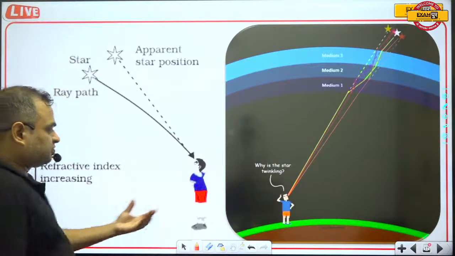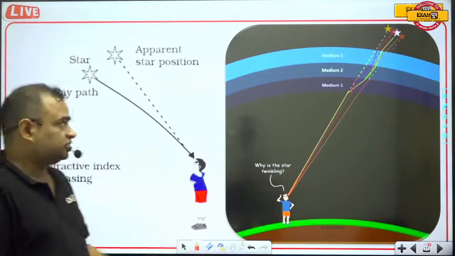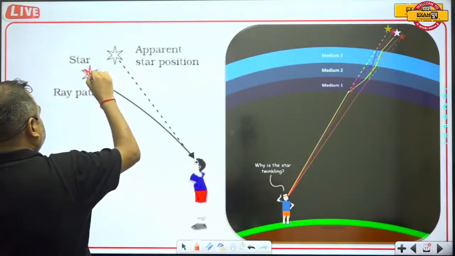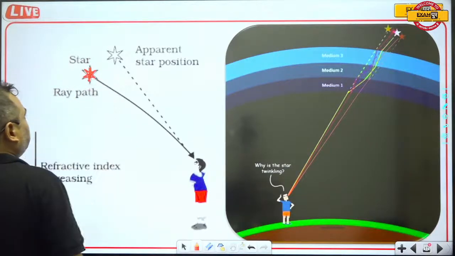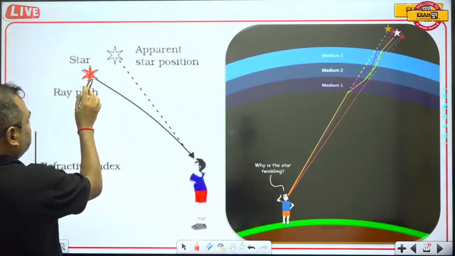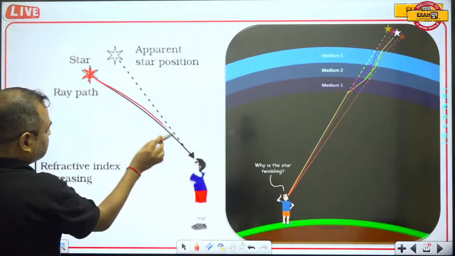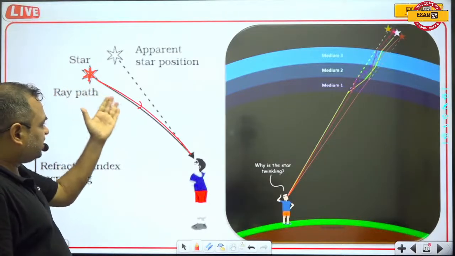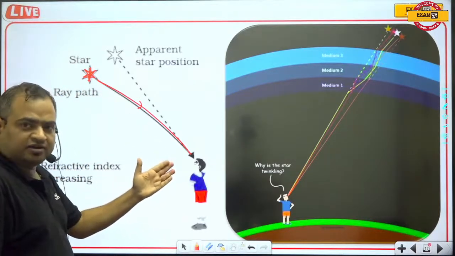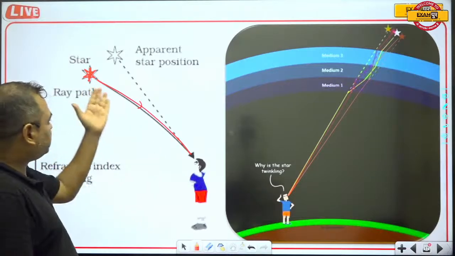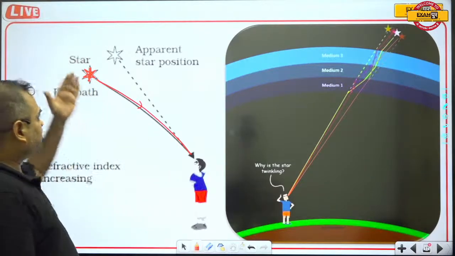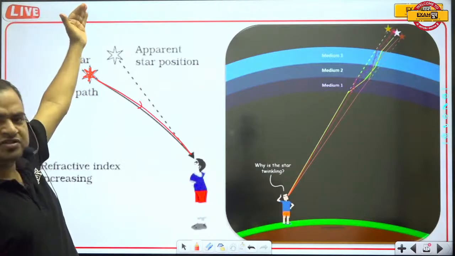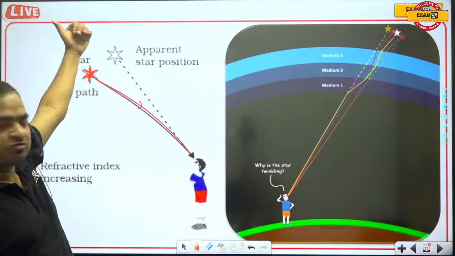This is an observer. Observer means who observes actually. So this is a star here, and the light rays coming from the star are like this. You can see that the light rays are bending gradually, because the light rays are coming from free space, from a very long distance.